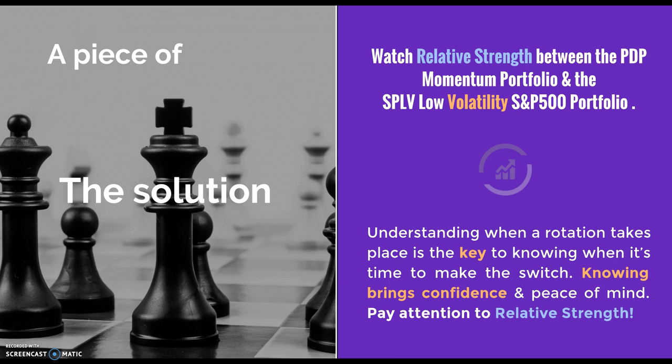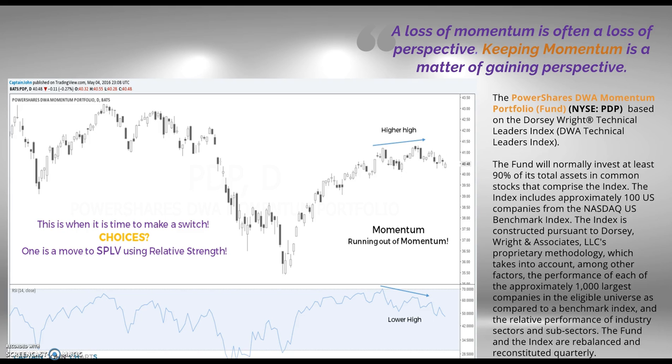And the way we do this is by charting one of these products against the other product. And that's what's known as relative strength. Again, knowing this is what brings the confidence and the peace of mind that you're looking for. You need to pay attention to relative strength. Now, it's said that a loss of momentum is often a loss of perspective. Keeping momentum is a matter of gaining perspective. So that's why we're looking at momentum, because we want to keep our momentum in our portfolio, and therefore we need to keep our perspective.